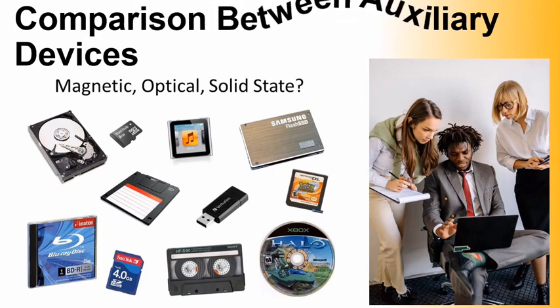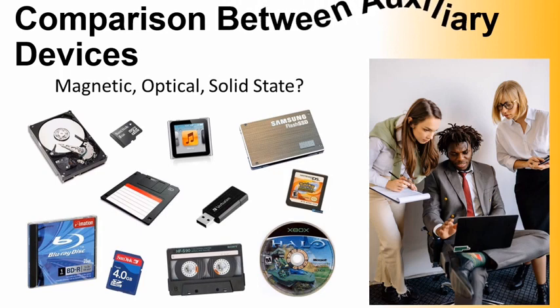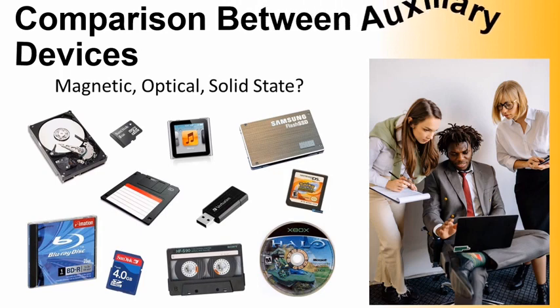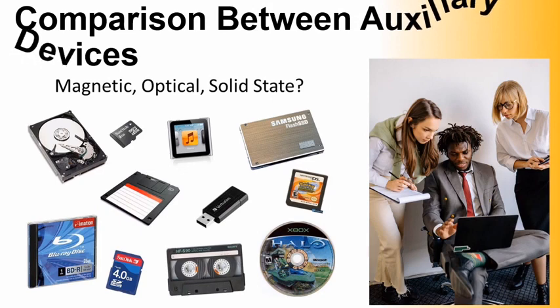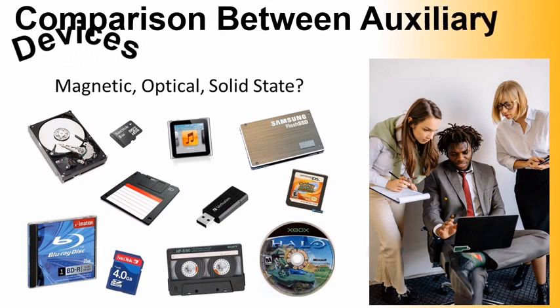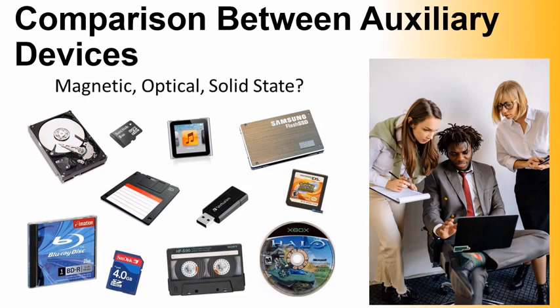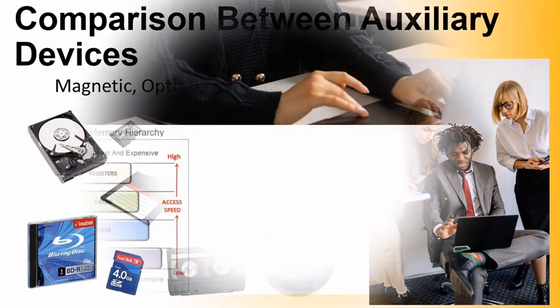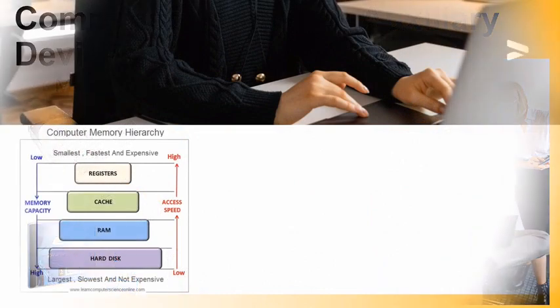Now, magnetic is where your hard drive belongs, and mostly when the hard drive is functioning, you hear sound, right? When it's spinning, there's a magnetic component built into it. Optical deals with light. That's where flash and DVD belong, right? And like I said, solid state is the most advanced of all of them.